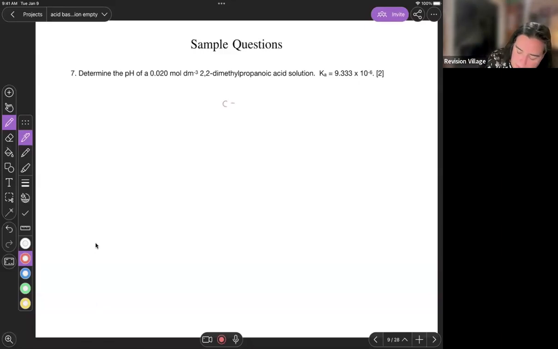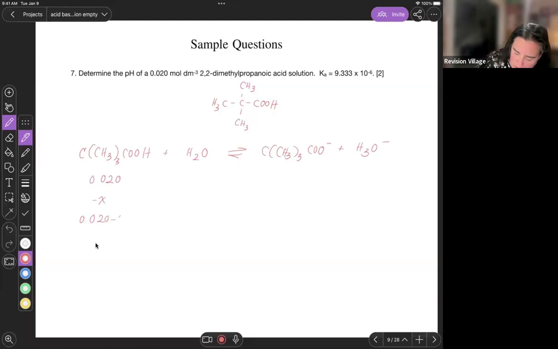So 2-methylpropanoic acid. If I have to write this out, I guess 2-methyl... Oof. Is that a beast of a compound? So I would write something like this plus water makes this plus hydronium. I would start with the initial concentrations, the change, the equilibrium values.